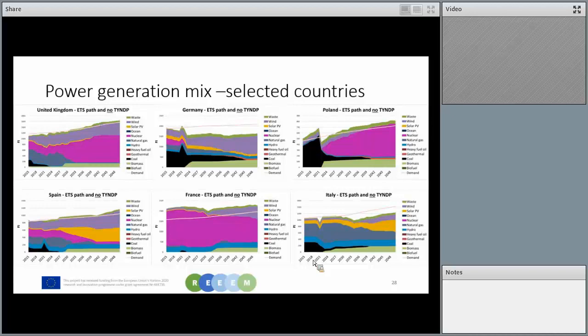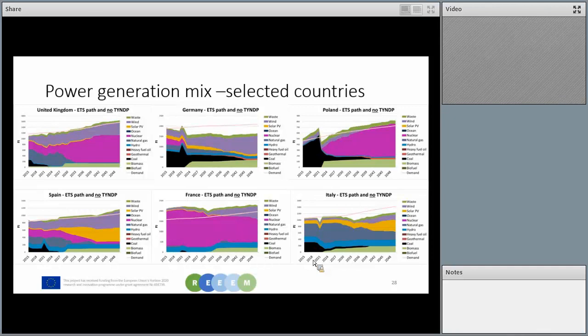Here we have 6 different countries. On the top, from left to right, we have the United Kingdom, Germany, and Poland. And on the bottom, from left to right, Spain, France, and Italy. It is interesting to see that in the countries where it has been decided that nuclear is going to be banned, namely Germany and Italy, both countries are, at least in the second half of the modeling period, strongly depending on imports, which can be seen by the gap between the pink line and the generation mix.